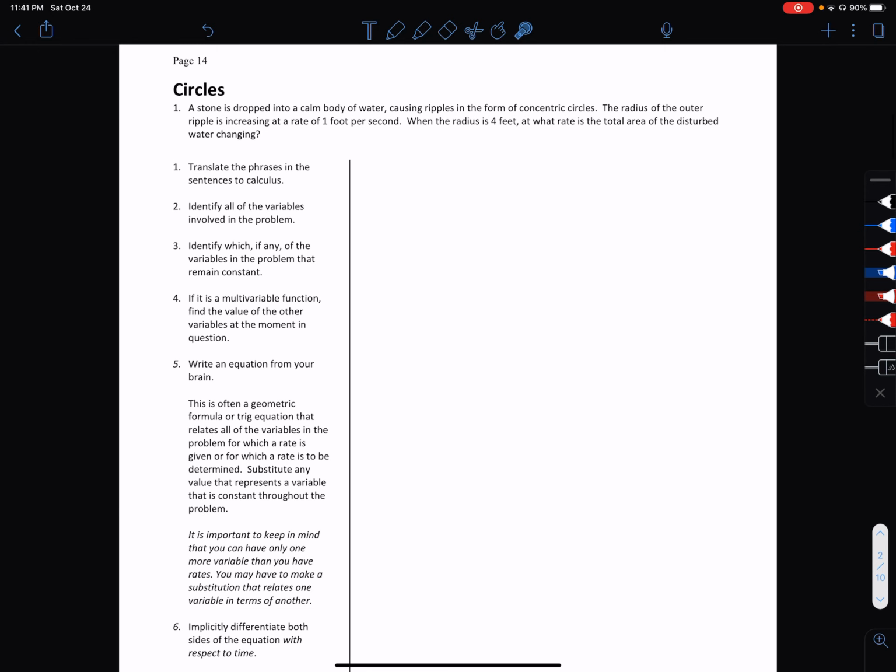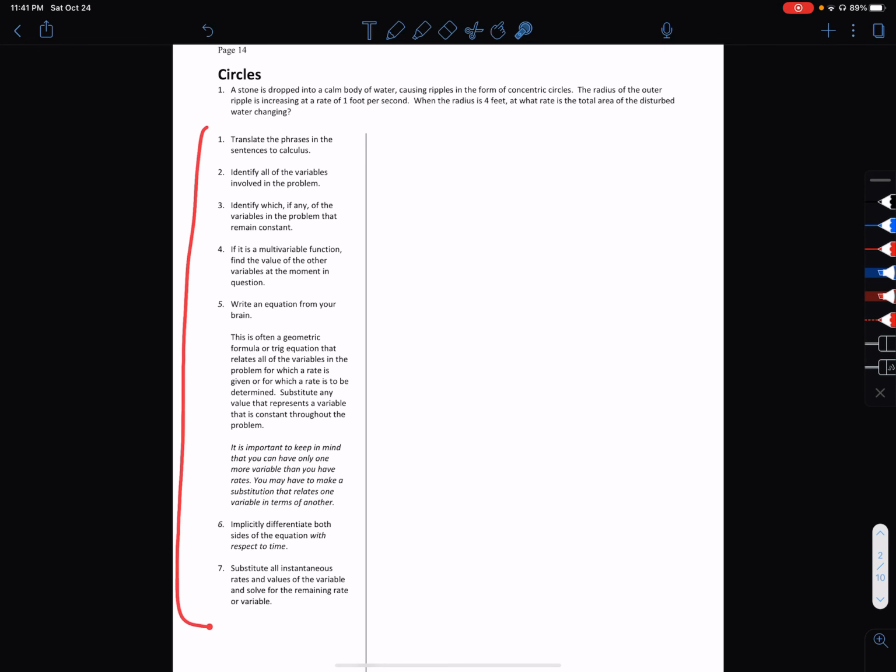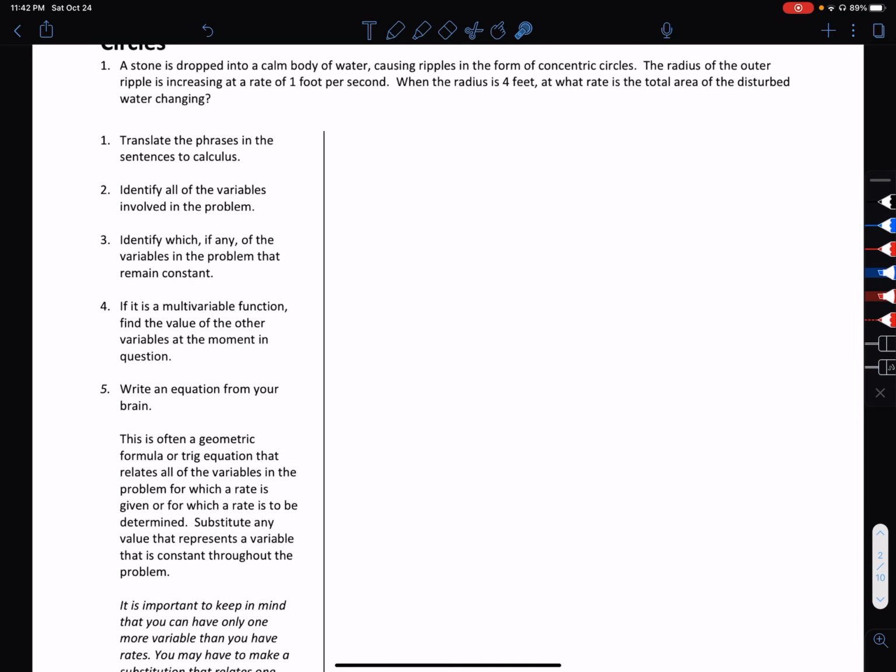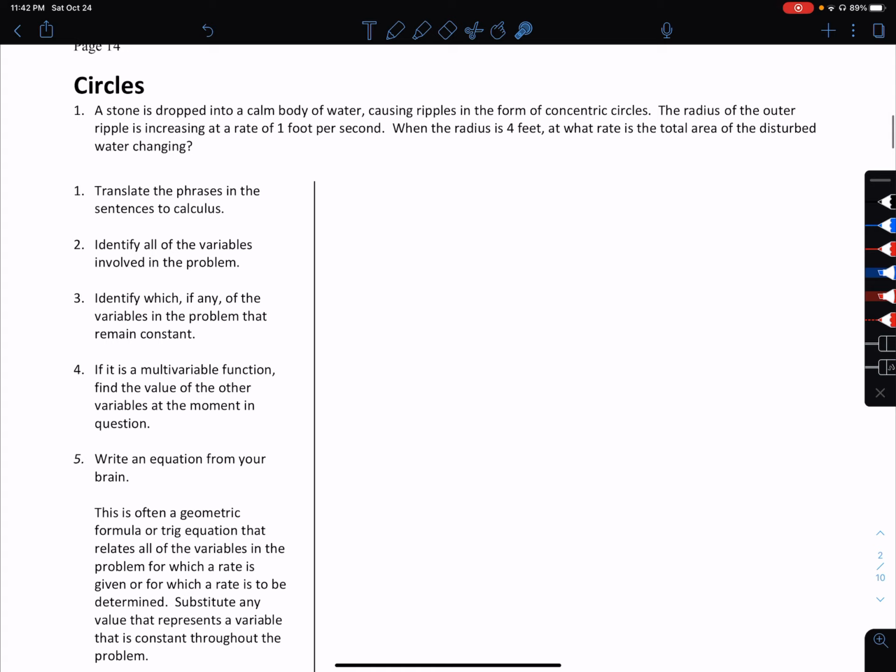Well, I have 7 steps that you could follow to do these problems. Some of these steps need to be in a certain order. A lot of times these steps don't have to be in a certain order. I'm going to do this first example using these steps in this order. Number 1, translate the phrases of the sentences into calculus.